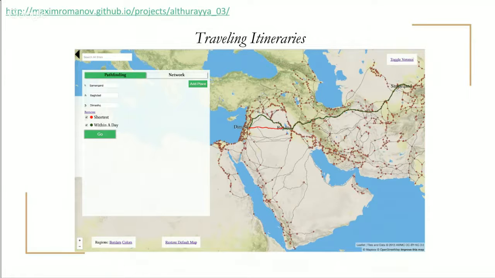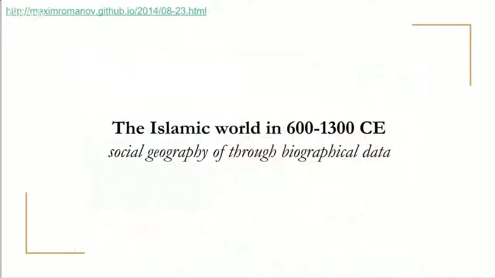So I guess that would be all for this. And now about something completely different: how we can use geographical information for studying, let's say in this particular case, social geography through biographical data.